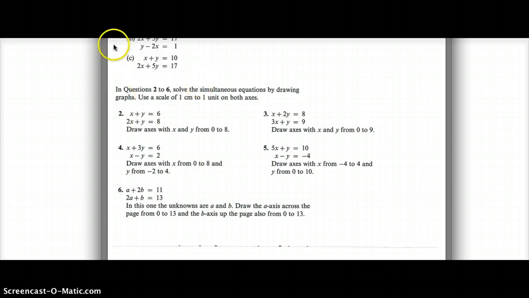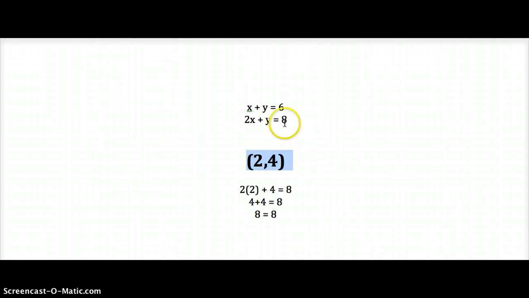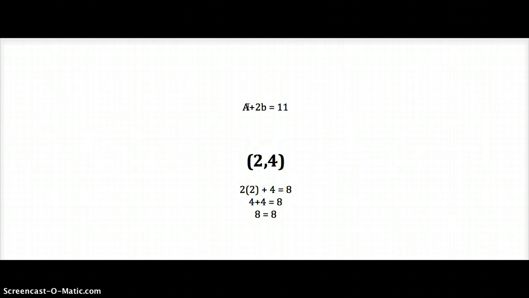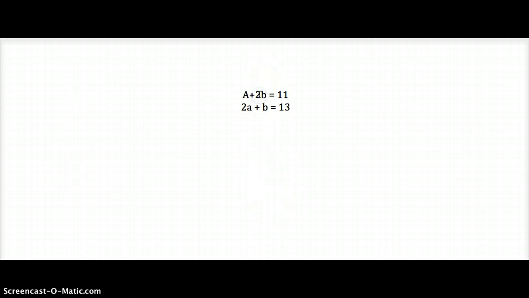Okay, so let me just see. A plus 2b is 11, and 2a plus b is 13. Okay, so we've got a plus 2b equals 11, and 2a plus b equals 13. Okay, and let's get rid of all this other stuff. All right, so we just need to graph these. Let's change this right away to x, and let's change this right away to y, and solve the rest of the problem as if these were x and y.